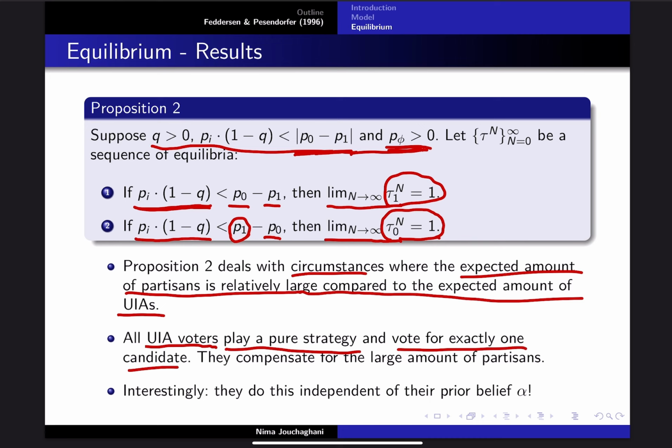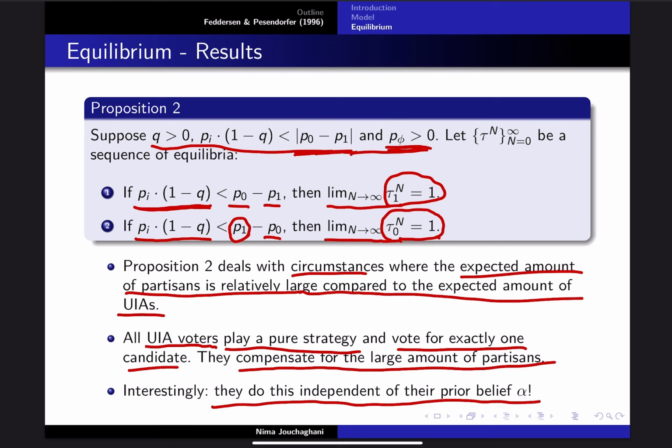And they do this exactly for what I mentioned on the slide before, to compensate for the large amount of partisans. They compensate because if they wouldn't do this, then the informed independent agents wouldn't be able to determine the elections, because the amount of partisans is simply too large here. And the very interesting thing here is that they do this independent of their prior belief alpha. So what does this exactly mean?